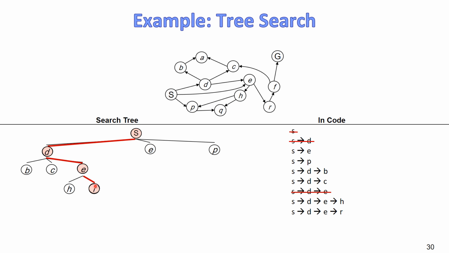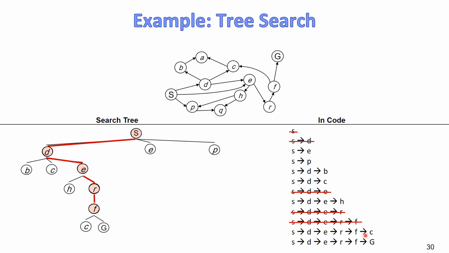Now, select a new one. Let's say that we selected R. We expand it to F, so we will cross this one, and we add F to the fringe. Now we'll select one again. Up to this point, we have 1, 2, 3, 4, 5, 6 nodes in the fringe. Let's say that we select F. So F will be expanded to C and G. Now we cross F here and we add C and G.